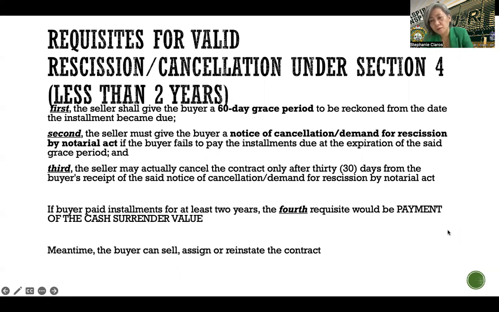And third, the seller may actually cancel the contract only after 30 days from the receipt of that notice or demand. And as a fourth requisite for a valid cancellation, in case the buyer has made 2 years or more installment payments, then the fourth requisite would be payment of the cash surrender value. So before actual cancellation, guys, the buyer can always sell, assign, or reinstate the contract.